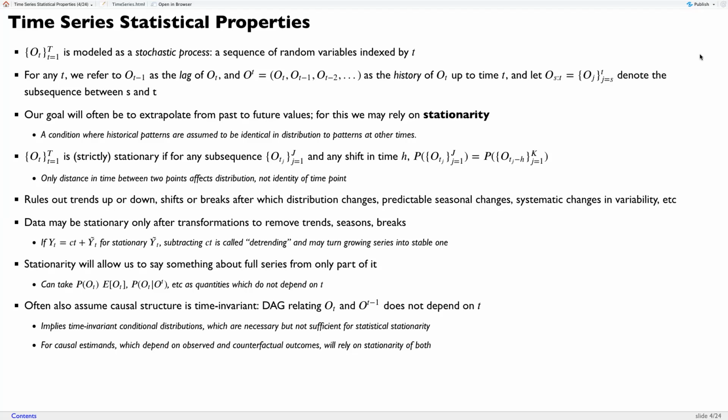This is related to, but distinct to, time invariance of the causal structure. So to the extent that there is a directed acyclic graph, a structural causal model relating OT and its history, we might have a time invariant causal structure if the form of the relationships, so these functions and the graph, do not depend on t.